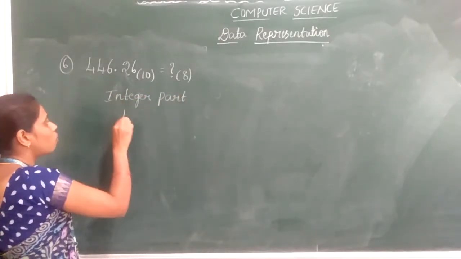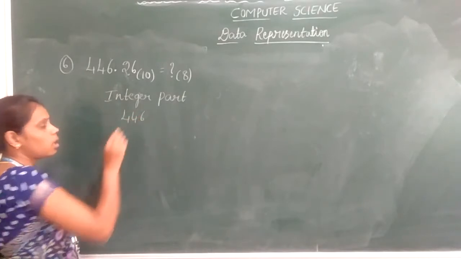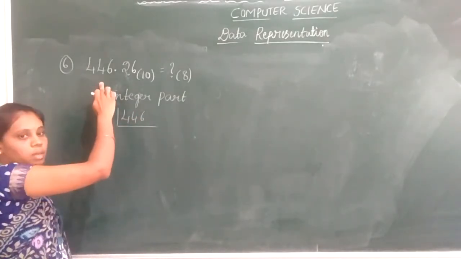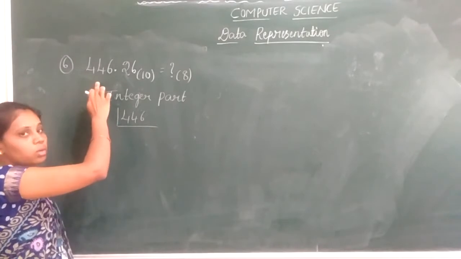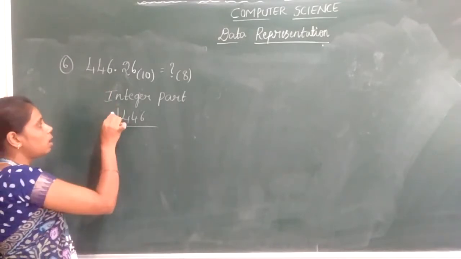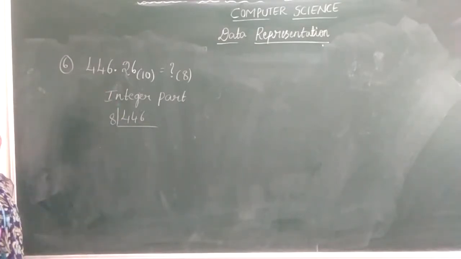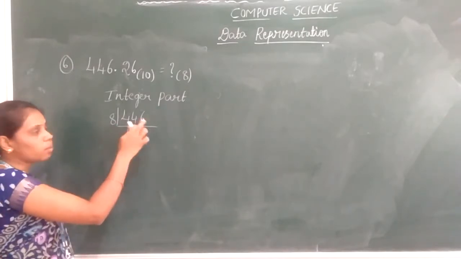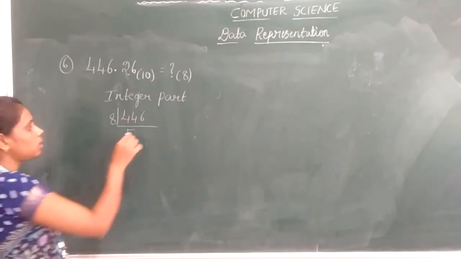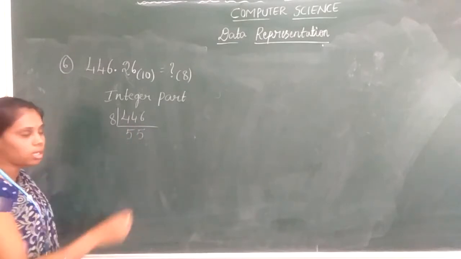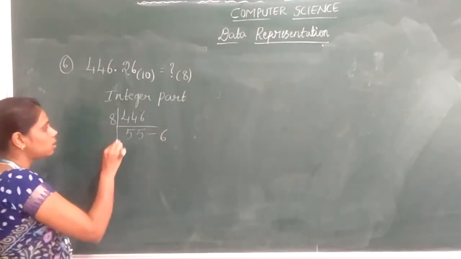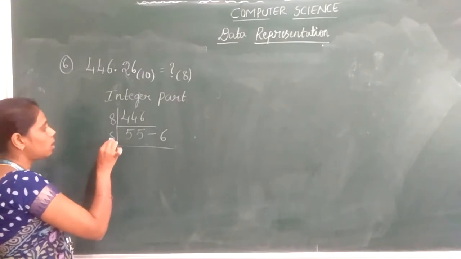That is 446 divided by 8. When you have only an integer part, you need to divide the given number by 8. So 8 5s are 40. So the remaining is 4. It will become 46. Again 8 5s are 40. The remainder is 6. Again divide this 55 by 8.